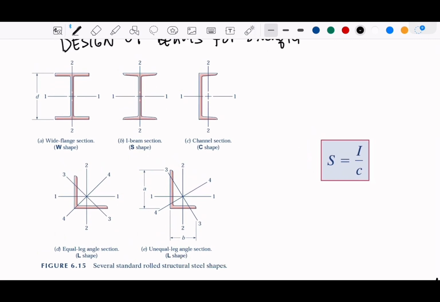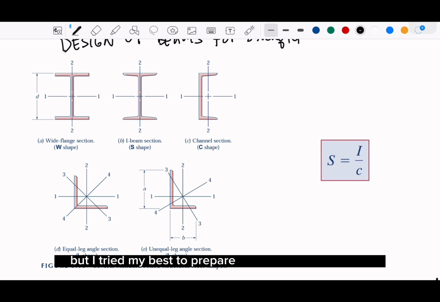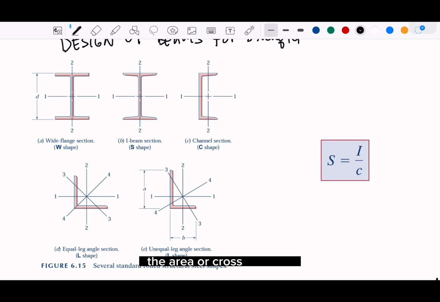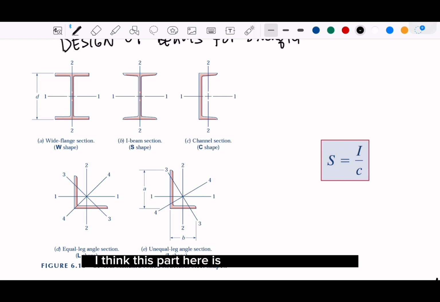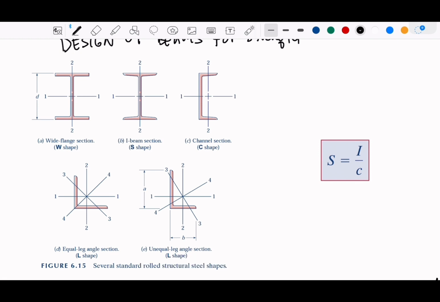So at least we have what we call the wide flange section, I-beam sections, and channel sections. But I tried my best to prepare a question for your exam that is not really complicated to compute, for example, where the area of the cross section will be very easy to approach. Not really that complicated, because this part here is not really rectangular, so I think it is not the best way to compute in the exam or in our practice.